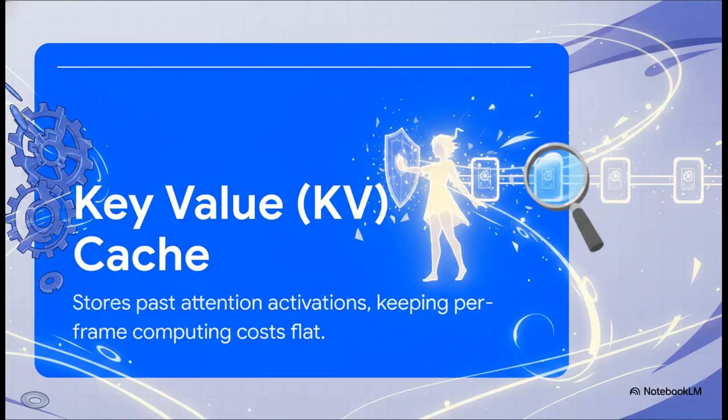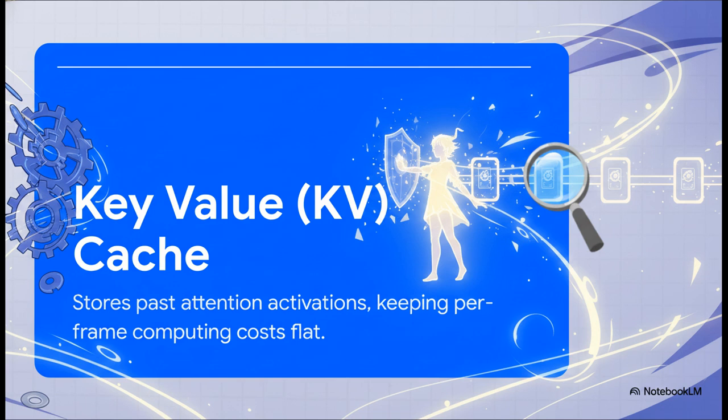But speed is only half the battle. The secret to keeping it fast is the key value, or KV cache. Once you're generating frames fast enough, you have to stream them autoregressively, meaning each new frame relies on every single prior frame. Without a cache, the whole system would just crash because the transformer would be forced to redo all of its complex attention math for every past frame over and over again.